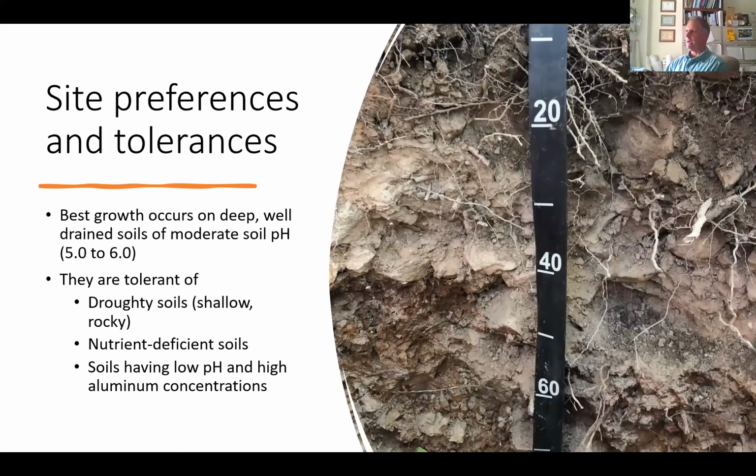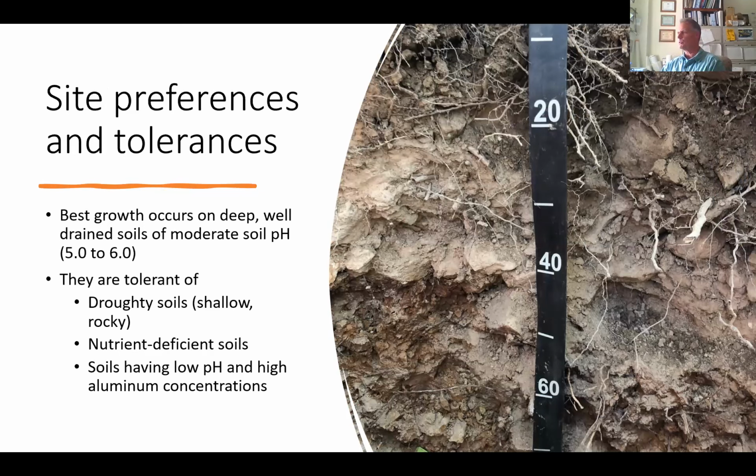And of course, I like to talk about site preferences in oaks, site preferences and tolerances. And most oak trees, like many other tree species, grow best in deep, well-drained soils of moderate pH. And really, what plant wouldn't want to grow in deep, well-drained soils with moderate pH? So the best growth is attained under those conditions, but oaks are very, very tolerant of droughty soils, shallow, rocky soils. They're very tolerant of nutrient deficient soils.